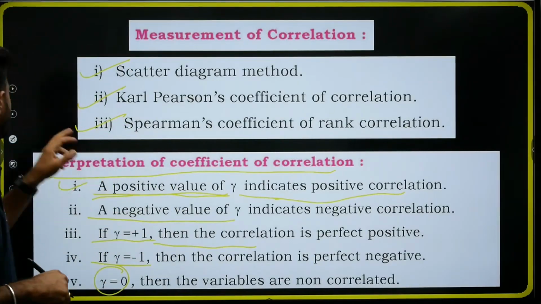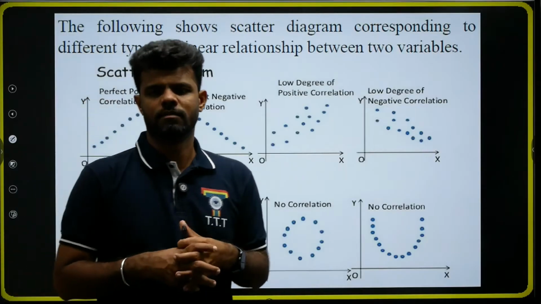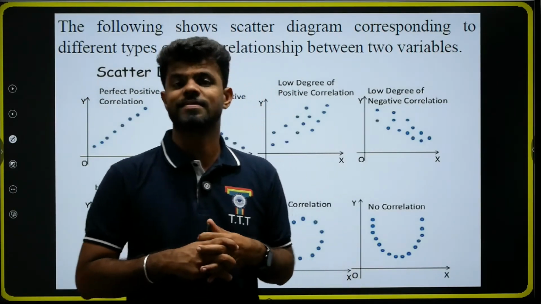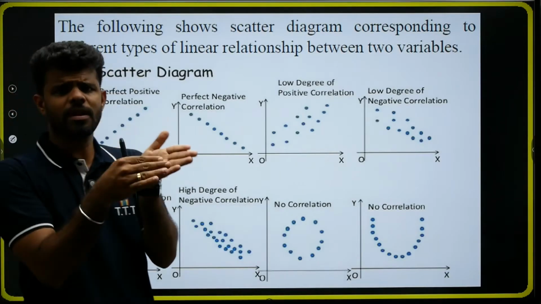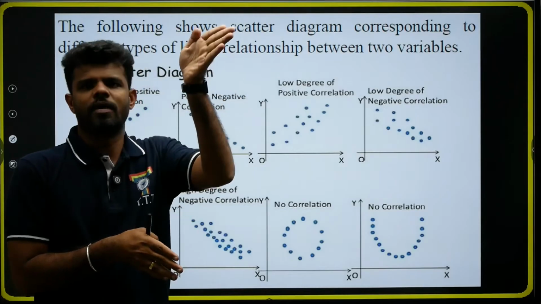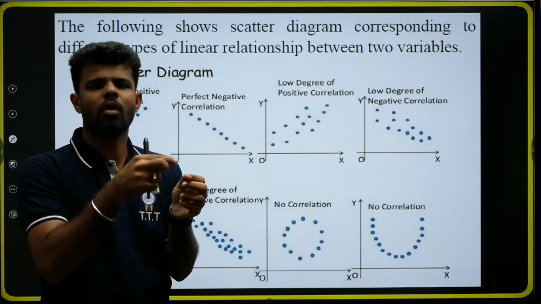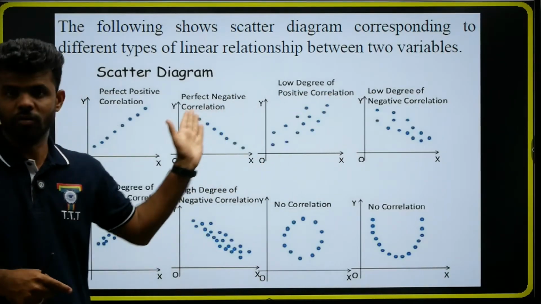So first we will start with scatter diagram. How do you analyze the different types of correlation by using scatter diagram? Scatter diagram is nothing but, the x variable will be plotted on the x-axis, and the y variable values will be on the y-axis. Then plot all the points. Then these are all the diagrams that you will get.